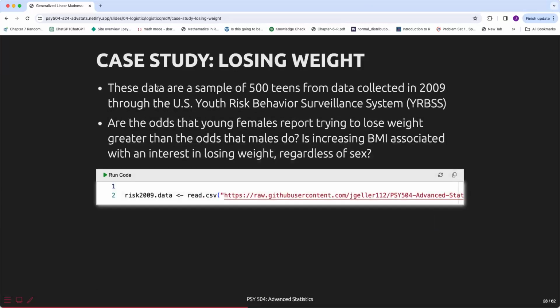So are there any questions about the basics, nuts and bolts of logistic regression? Anything? So now I want to spend the rest of the time applying logistic regression to a data set.